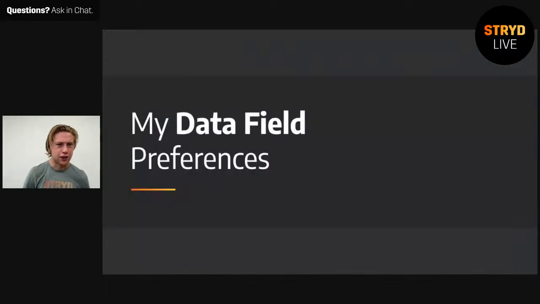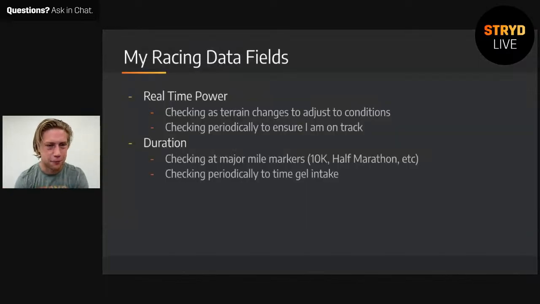I see there was a question on my data field preferences, and I have included that here. The two data fields I'm looking at to make decisions on my training are pretty simple. I'm looking at real-time power and I'm looking at duration. I also have cadence and pace on my data screens, but those are more for confidence. I'm not making any major decisions based on cadence or pace. Those help me have confidence things are going correctly during my training. But the two data fields I'm making real decisions off of, once again, are the real-time power and the duration.